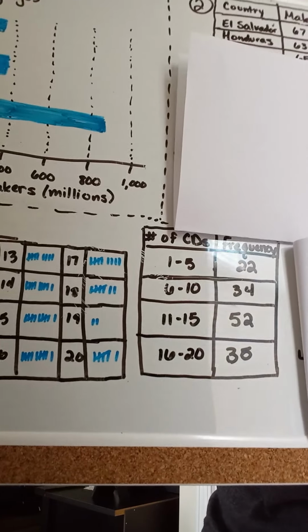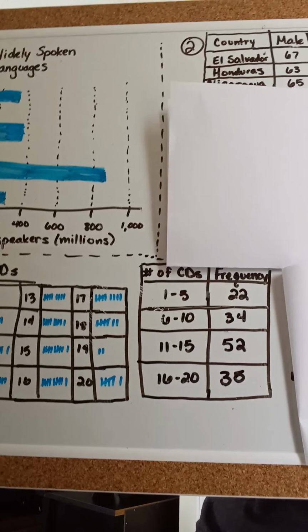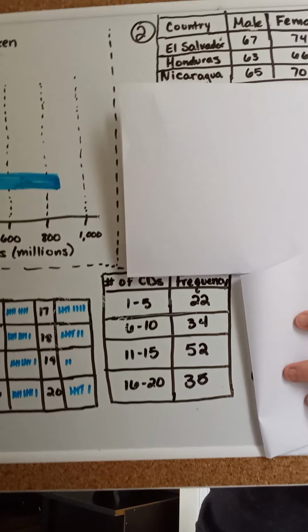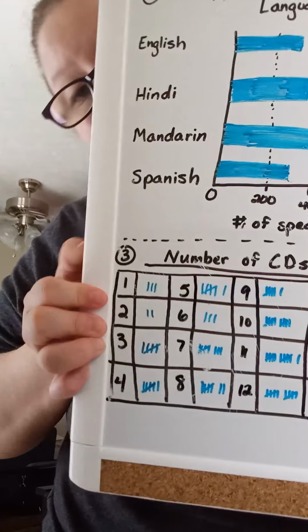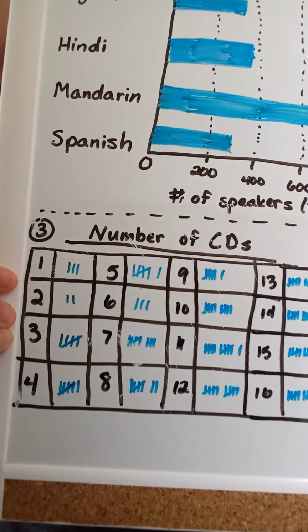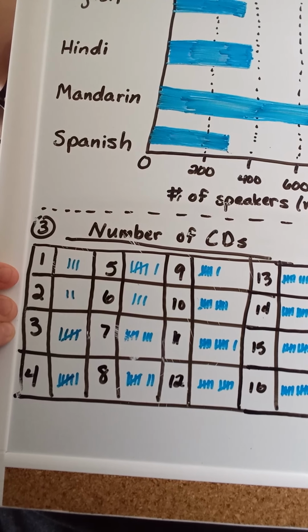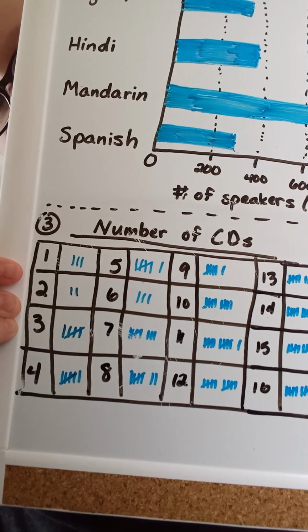So how do I find the frequency, you may ask? Because 22, well, that's not a number over here. That's crazy. What I do is, because I'm talking about number of CDs 1 through 5, I look at those tally marks. Okay, I have number 1 has 3, number 2 has 2, number 3 has 5, number 4 has 6, and number 5 has 6. So I'm going to take all of those tally marks and add them together. So 6 plus 6 plus 5 plus 2 plus 3 gives me 22.